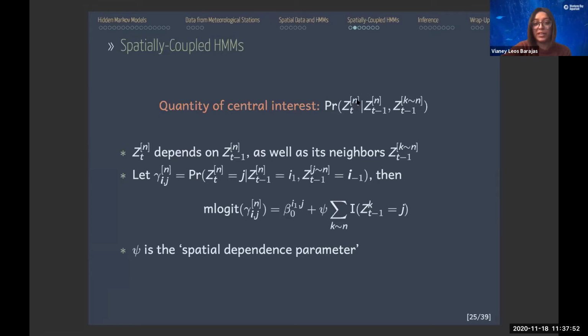So Z_t at location n depends on Z_{t-1} at location n. And this part here is just like a basic hidden Markov model. But now we incorporate the state processes that are neighbors of that location.